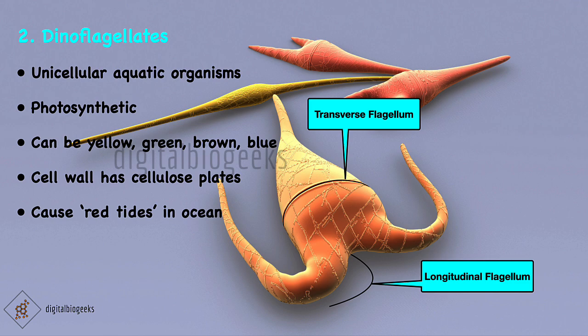Very often the red dinoflagellates rapidly undergo multiplication and create a phenomenon known as red tide in oceans. But toxins released by such large numbers can kill the fish and marine animals.